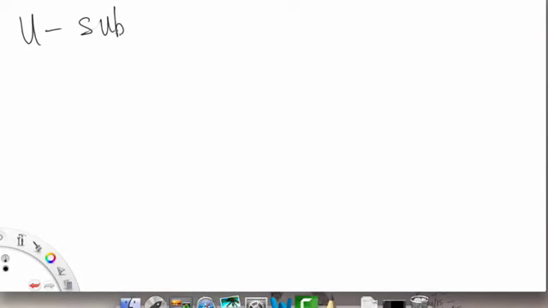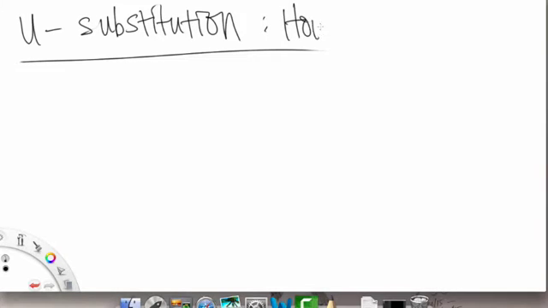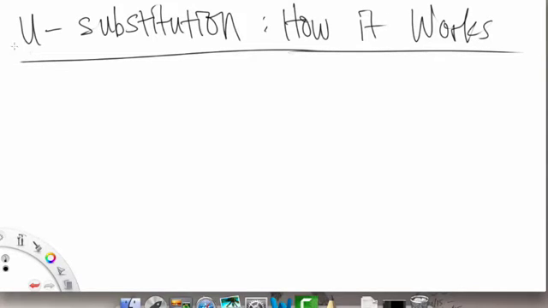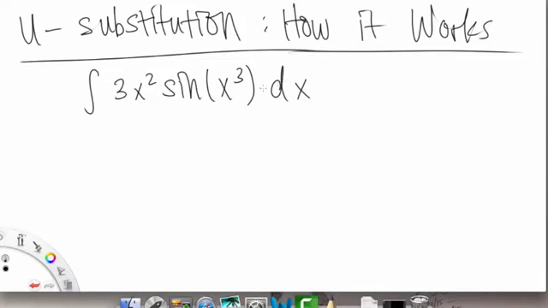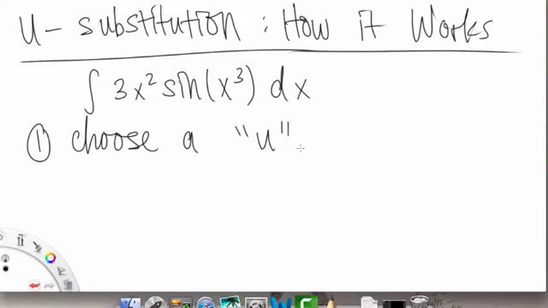Oftentimes it's called U substitution. So this is how the U substitution method works. I'm going to go through the steps of how we compute an integral using U substitution. Here's our example: the integral of 3x squared times sine of x to the third, dx. This is our problem. First step is to choose something to be u. So choose a u, and basically choose x terms to be u.